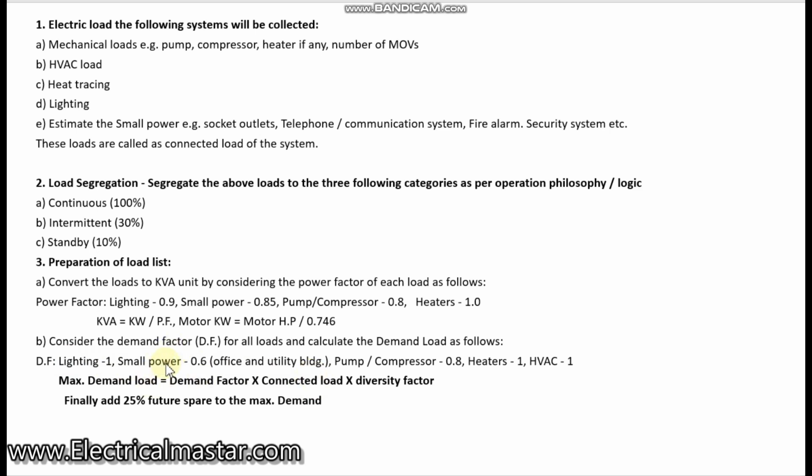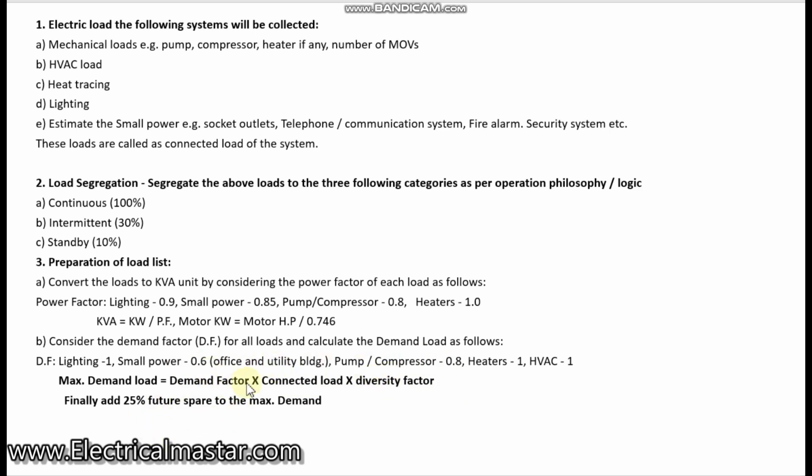If you are having 4 or 5 sockets in the room, you have to consider only a 0.6 diversity factor, because at a time only 60% of the sockets are used, so 40% will be rest. Similarly, for pump or compressor the diversity factor value is 80%, that is 0.8, and for heater and HVAC panel you have to consider 1. So maximum demand you can find by demand factor into connected load into diversity factor.